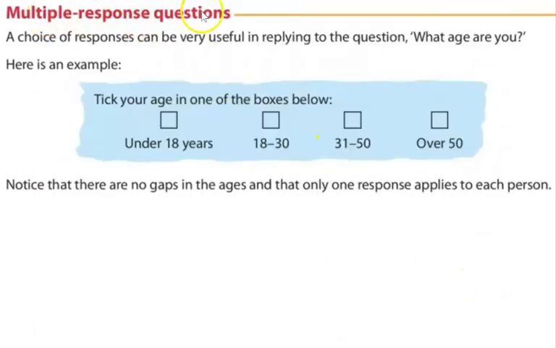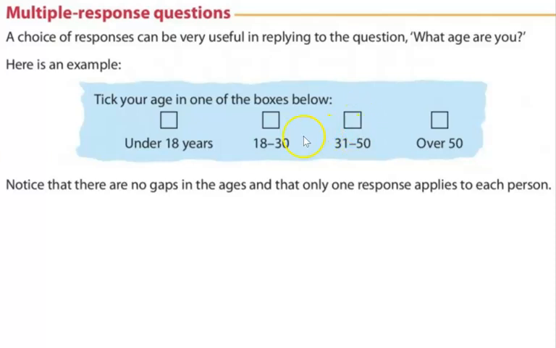Multiple response questions. A choice of responses can be very useful in replying to the question, what age are you? Here is an example. Tick your age in one of the boxes below. Under 18 years, 18 to 30, 31 to 50, and over 50. Notice that there are no gaps in the ages and that only one response applies to each person. So for example, if someone was 30, they would tick this box and not this one.